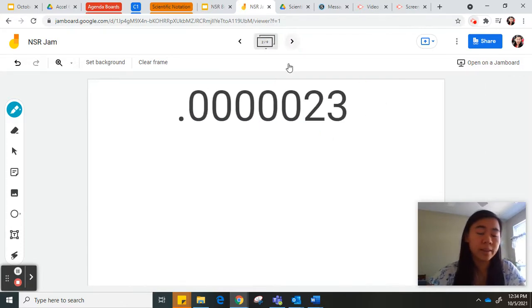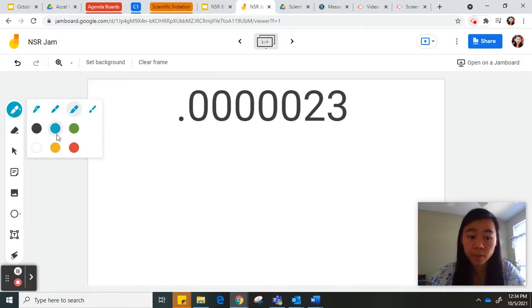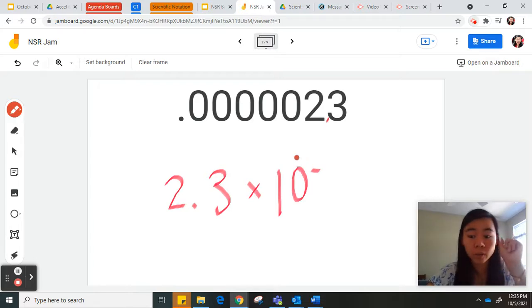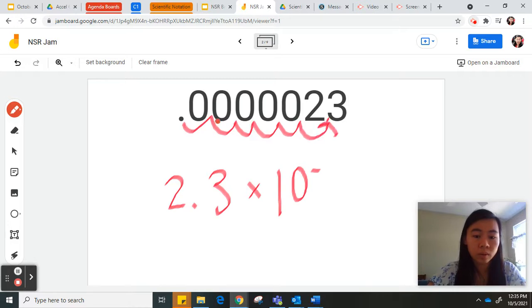Let's try another one. This time we have a really small number, so my exponent is going to be negative. So again, we're going to move this decimal place over as far as we need to go so that it becomes a number between 1 and 10. If I moved it right here, this would be 0.23, still too small. So it needs to go right here. So it's going to become 2.3 times 10 to some negative exponent because it is a really small number. It's a small decimal. How many places did we move this decimal? I forgot to count. 1, 2, 3, 4, 5, 6. 6 places. So it is 2.3 times 10 to the negative 6th.